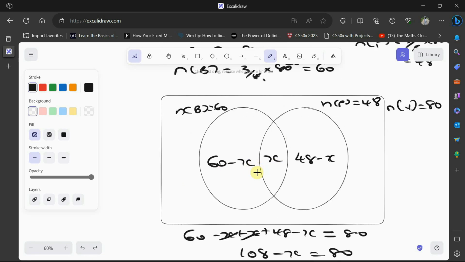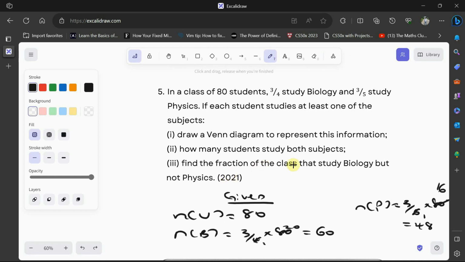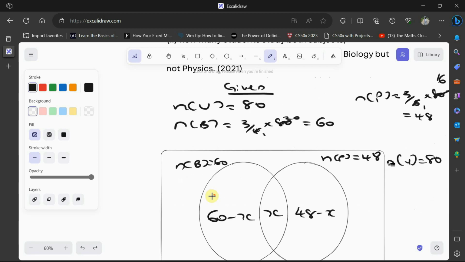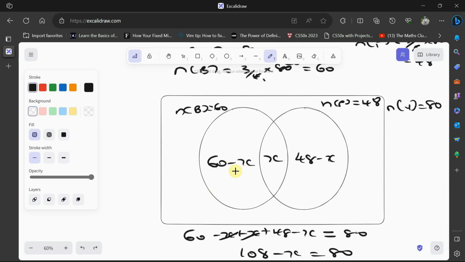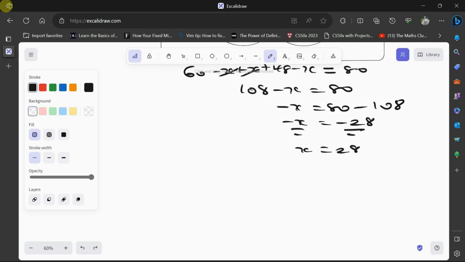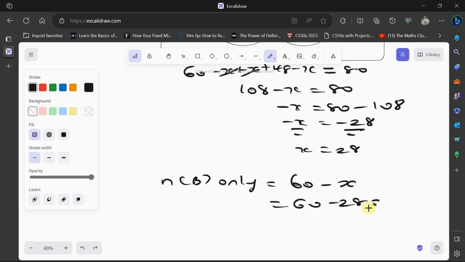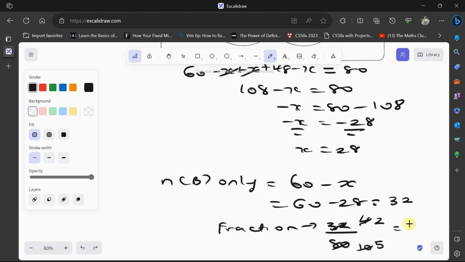So we already know that. The second question is saying find the fraction of students that study biology and not physics, which is biology only. So biology only will just be 60 minus X, but in the result you find it in terms of a fraction. But let's find the number of biology only. So that will be 60 minus X, which is 60 minus 28, and if you subtract this, this should give you 32. So in terms of fraction, this should be 32 over the total number of people in the class, which is 80. We can divide this further and say 8 here 4, 8 here 10. It can also go further and say 2 here 2, 2 here 5. So at the end of the day, the fraction is actually 2 over 5.